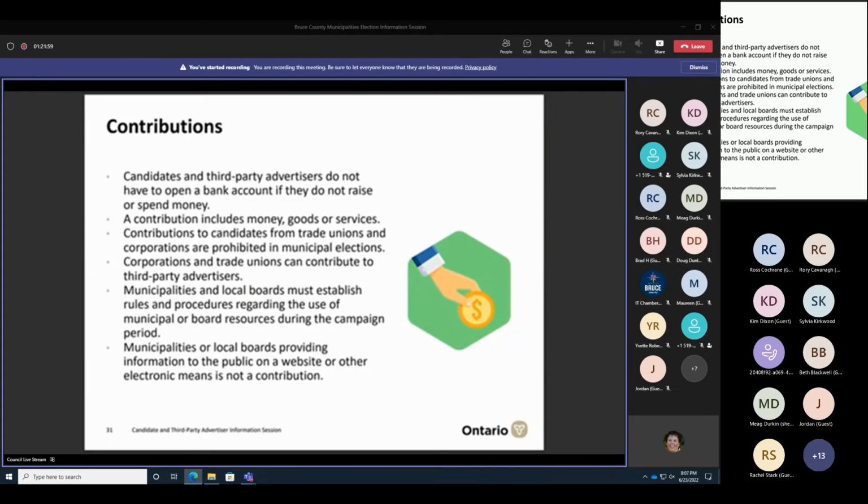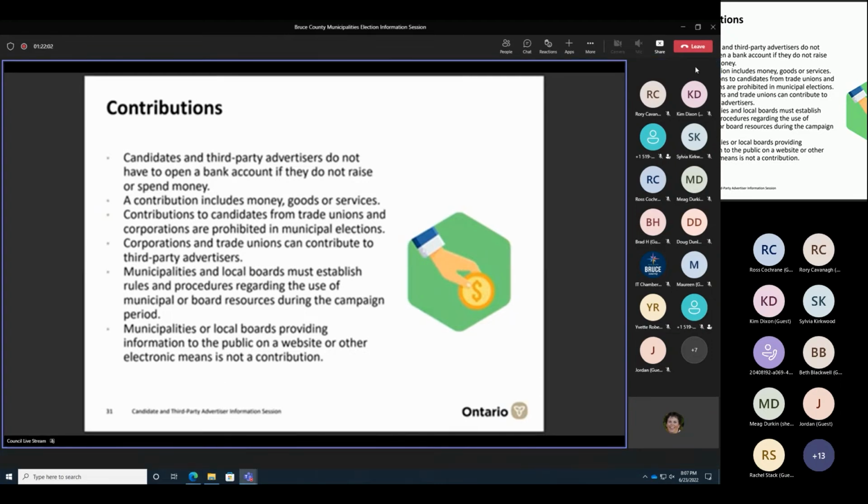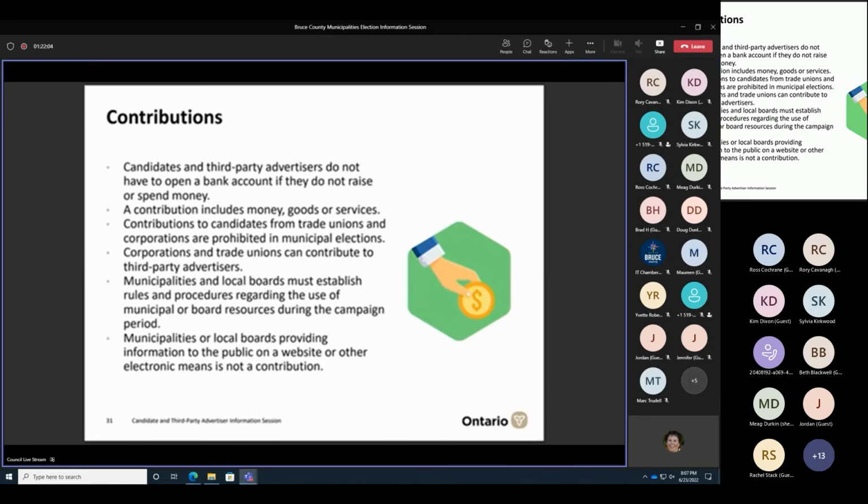office. Municipalities must establish rules and procedures regarding the use of municipal or local board resources during the campaign period. This must be passed by May 1st in the year of the election. This will encourage accountability and transparency, so ensure that you're aware of the municipality's policy in this regard. The practice of municipalities providing candidate contact information on their website is not a contribution. Generally, the same contribution rules will apply to third-party advertiser campaigns as to candidates. Refer to both when the rules apply to both. Next slide, please.